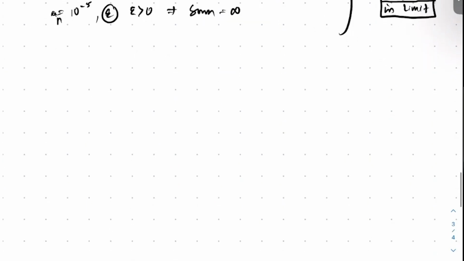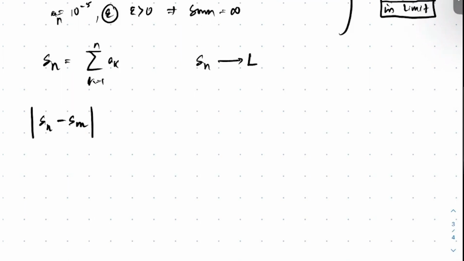Let's take an example. Let's say S_n is equal to the summation of a_k, k from 1 to n, and S_n converges to, let's say, a constant number L. Since S_n converges to the limit L, after a certain time point, in terms of the epsilon-delta definition, or the Cauchy definition, S_n minus S_m should be very small for n and m greater than or equal to a certain N. Let's say n greater than m; this tells you that S_n is what?